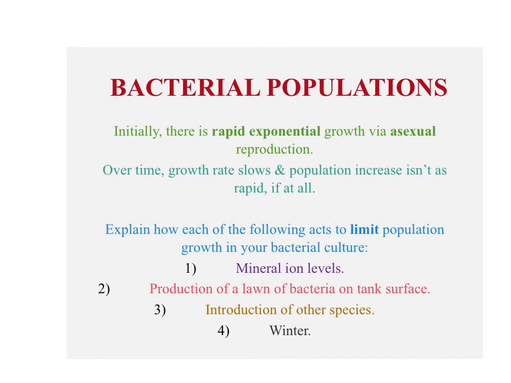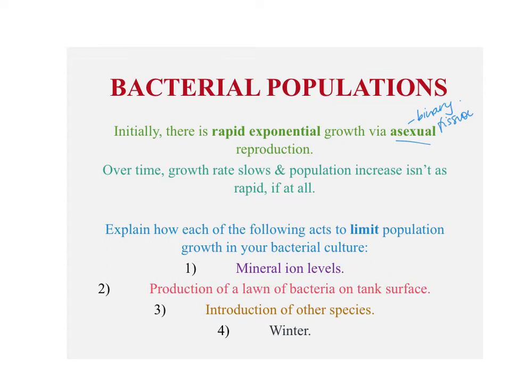So as we've said, over time, rapid exponential growth, got that asexual reproduction, binary fission. Have a look back at module 2 if you're not too sure what this means. And over time, the growth rate slows and the population increase isn't as rapid, if at all.